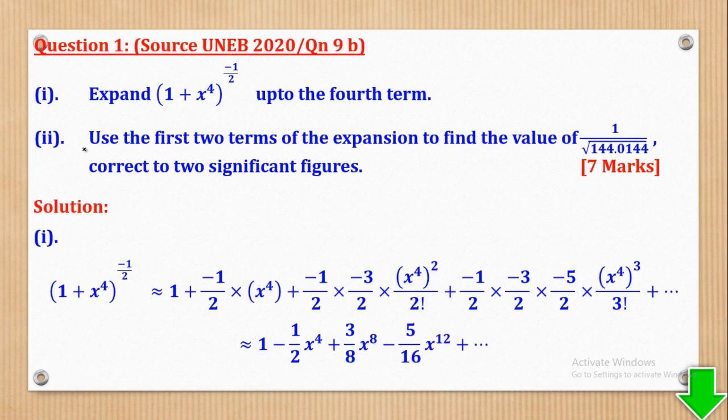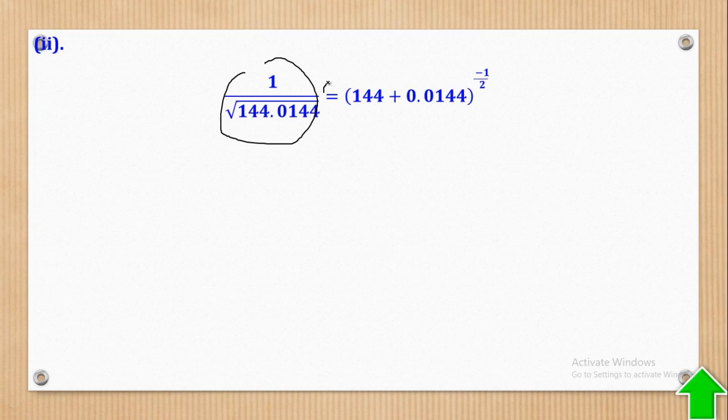So that was Roman 1. What about Roman 2? Roman 2 says, use the first two terms of the expansion to find the value of this, correct to two significant figures. So they want you to use only these first two terms. Okay, so the first thing to do is to find out what x is equivalent to. So you're coming and saying that this given expression is the same as this.